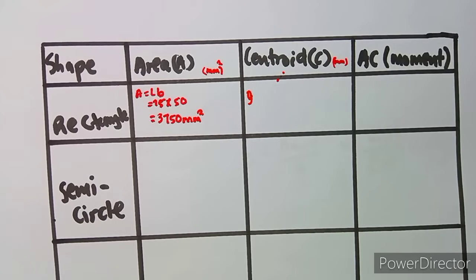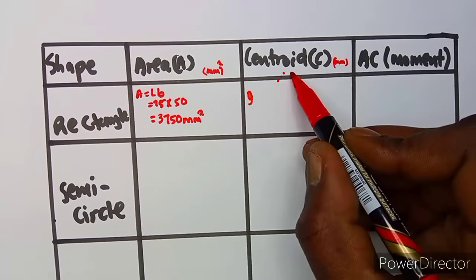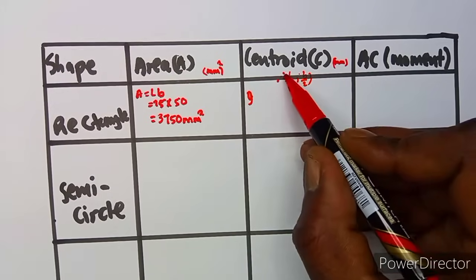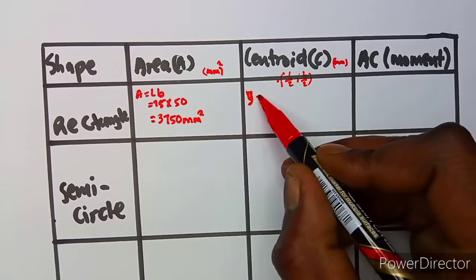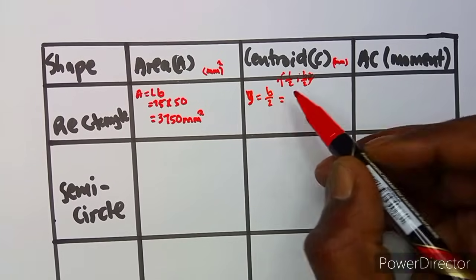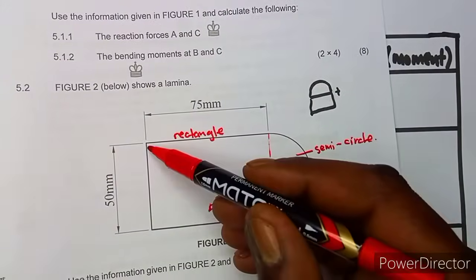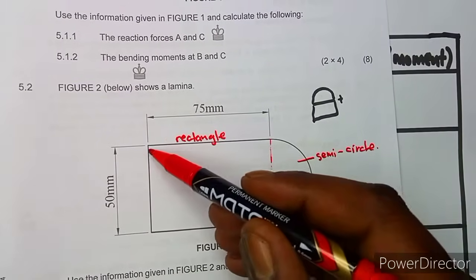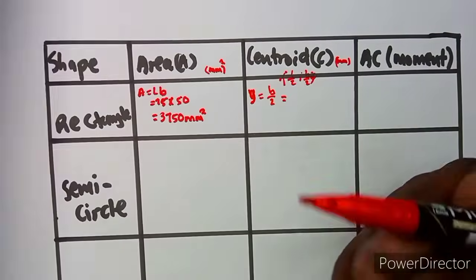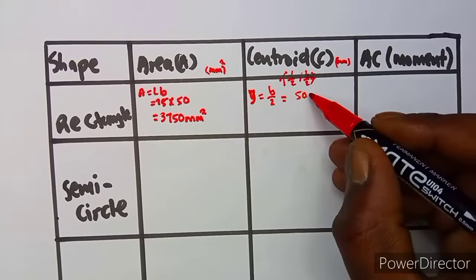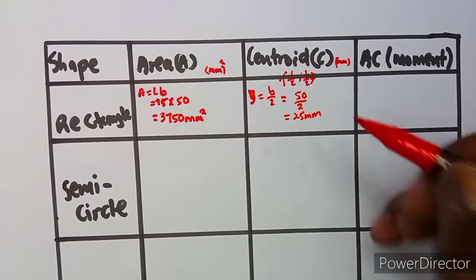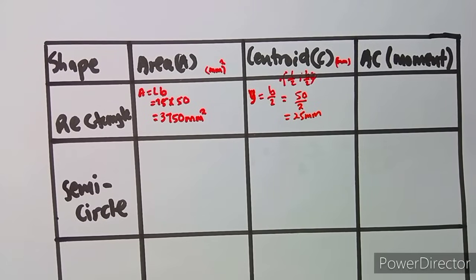So remember, this one is not going to affect much. If you are working with a length, if you are working with the x, it's supposed to be length over 2. Breadth over 2. So here we are working with the value of y. So y is going to be the breadth over 2. The breadth is the width of the rectangle, this one. That is the breadth. This is the length, the longer side. So you're taking this height, 50 millimeters, divided by 2, which is 25 millimeters. So that is your centroid if you are working with a rectangle.